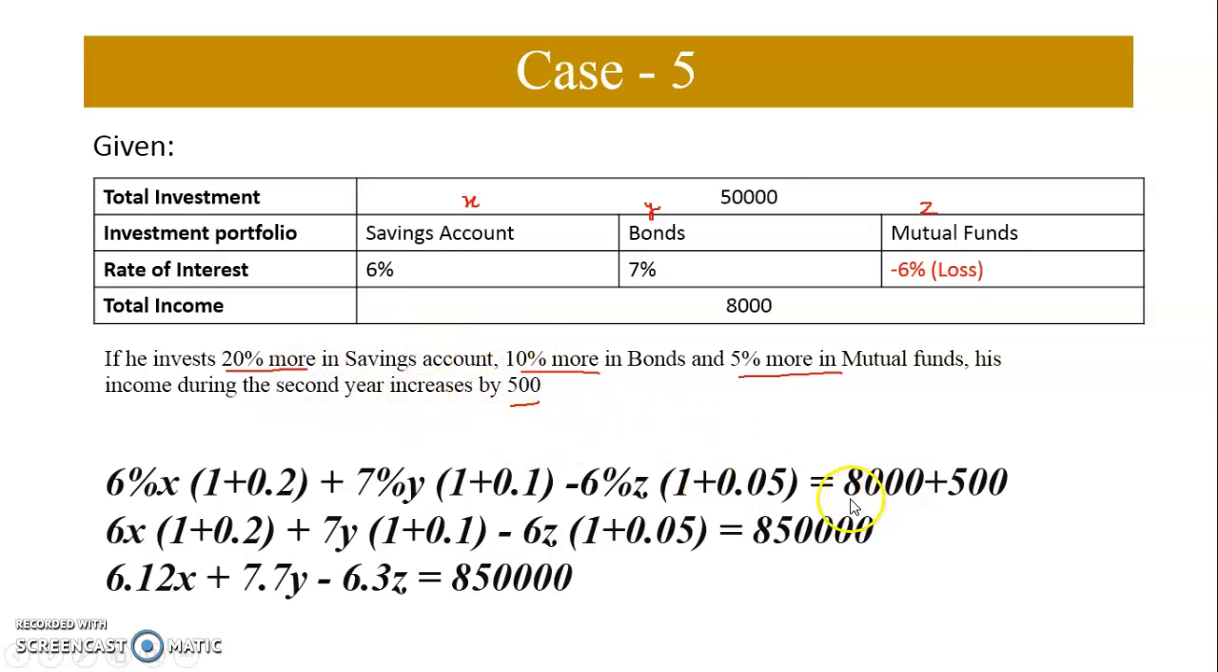So initially your income was 8,000 and the new one is 500 more. So this is 8,500. So when you further solve it, you'll multiply every equation with 100. So this is 8,50,000. Now you will solve it. So your new third equation is 6.12X plus 7.7Y minus 6.3Z is equal to 8,50,000.